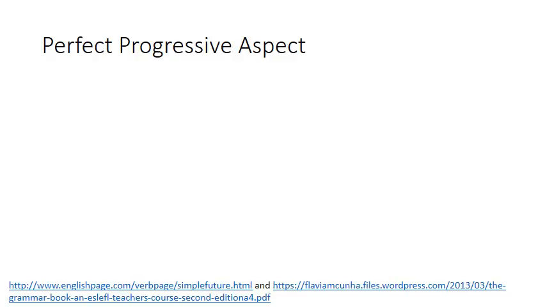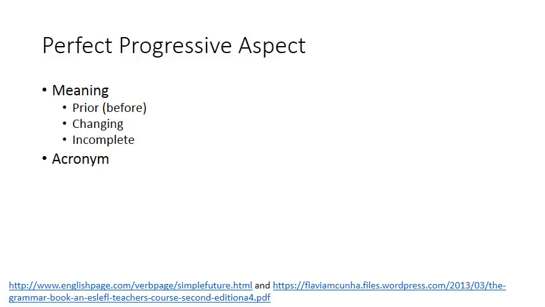Okay, so this video is going to cover the last aspect that we'll be talking about, which is the perfect progressive aspect. So far, we've talked about the present aspect, the simple aspect, the progressive aspect, and the perfect aspect. And now what we're going to talk about is a combination of those last two aspects, the perfect progressive aspect. So the meaning of the perfect progressive is a combination of the perfect, which means before or prior, and the progressive, which means changing and incomplete. So it's a combination of all of those meanings together.